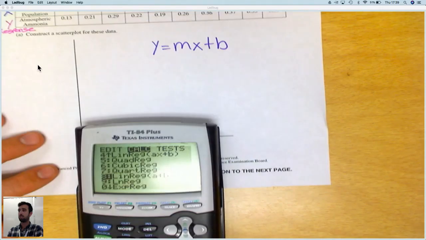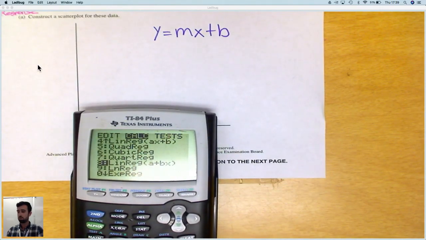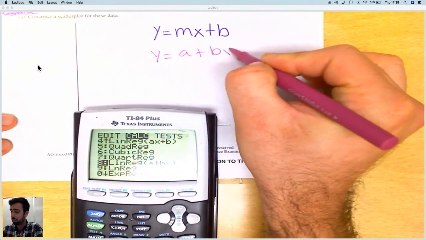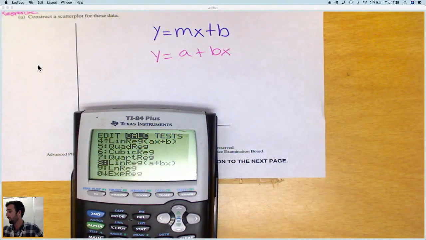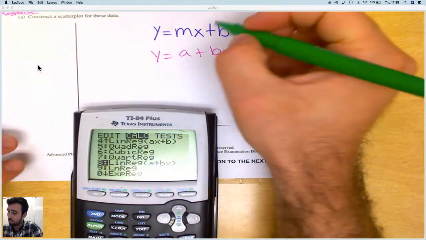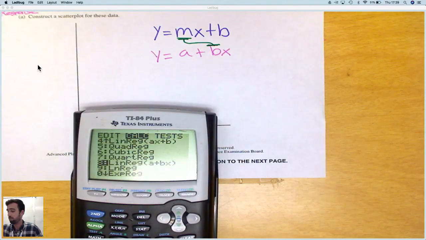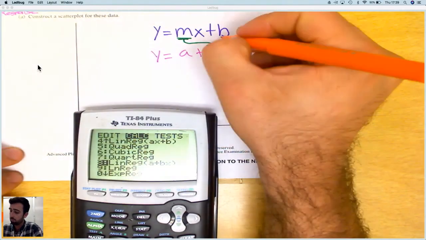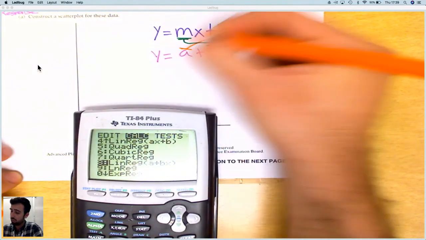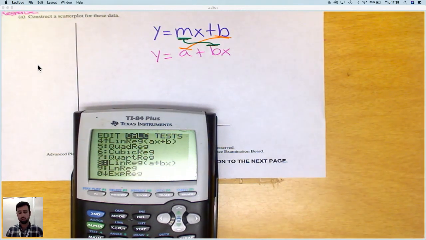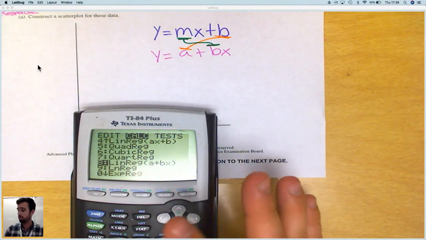But in stats, we use y equals a plus bx. So essentially, we're just switching these around, where the slope has moved here, and the y-intercept has moved here. A lot of times people ask why, not really sure. That's just how statisticians do it. So we hit enter.